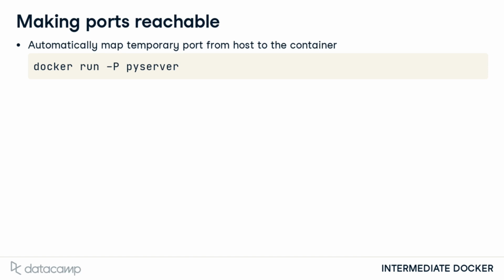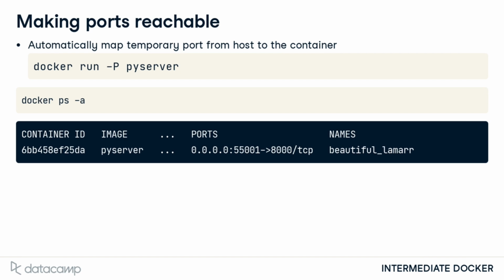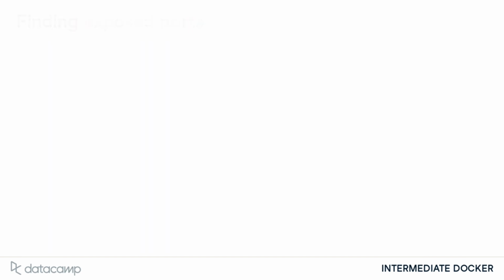We have a few options to see which port is used. The simplest is using the docker ps -a command as before. Note under the ports column that we now see a mapping, in this case 0.0.0.0:55001, pointing to 8000/TCP. This means if we make a connection with a web browser on the host at port 55001, it will automatically redirect to the container's listening port.